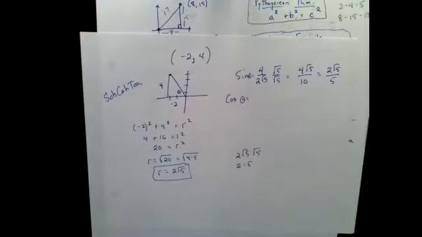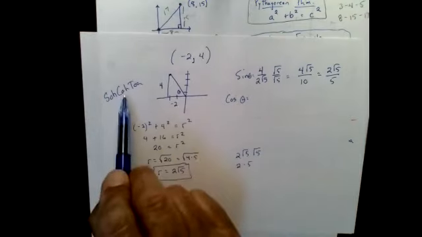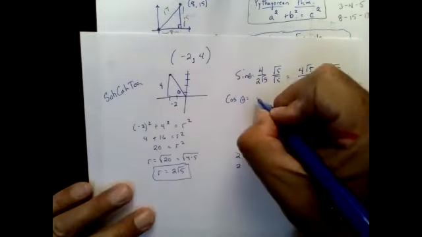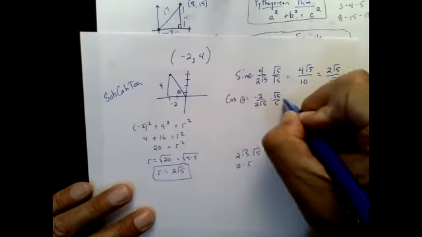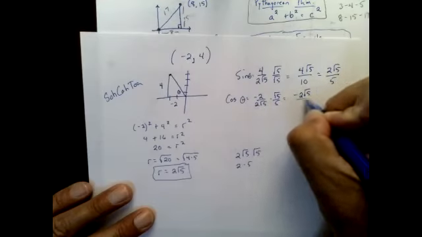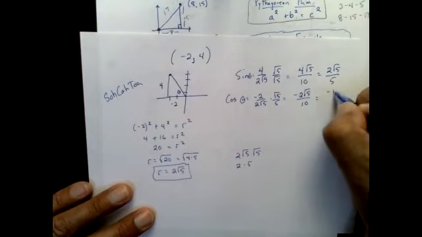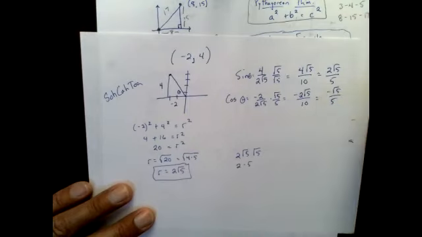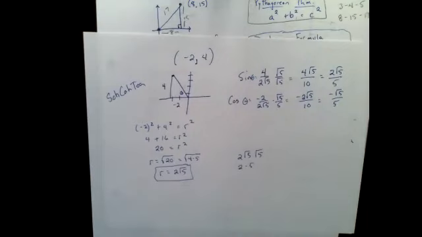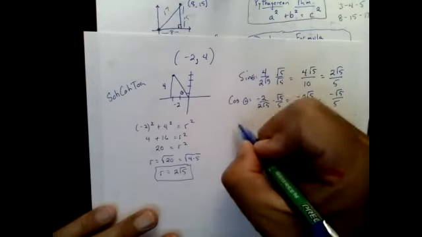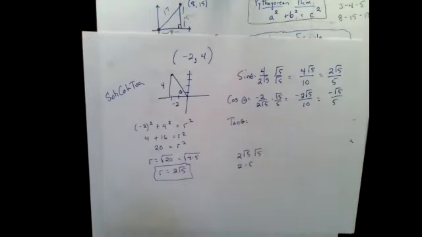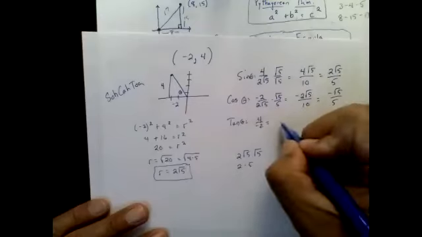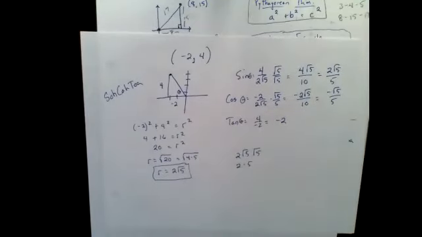Cosine of theta. So adjacent over hypotenuse. -2/2 square root of 5. And again, I'm rationalizing it. -2 square root of 5 over 10 again. Negative square root of 5 over 5. Tangent. 4 over negative 2. Good. 4 over negative 2, which is nice and simple, and it's negative 2.